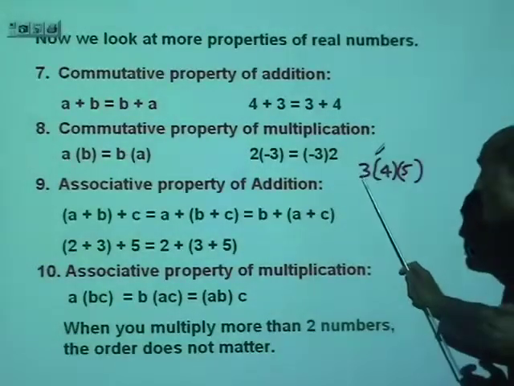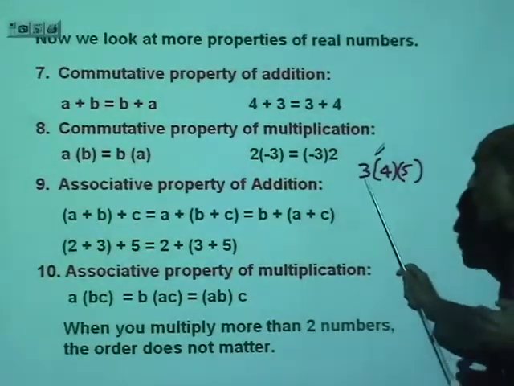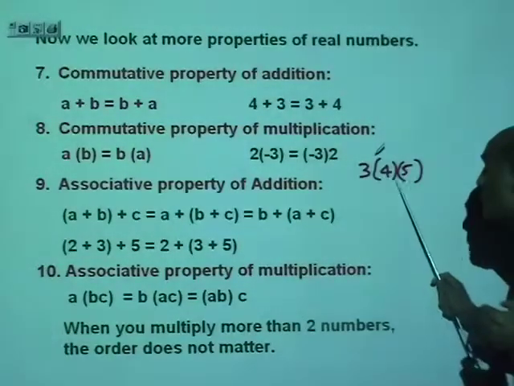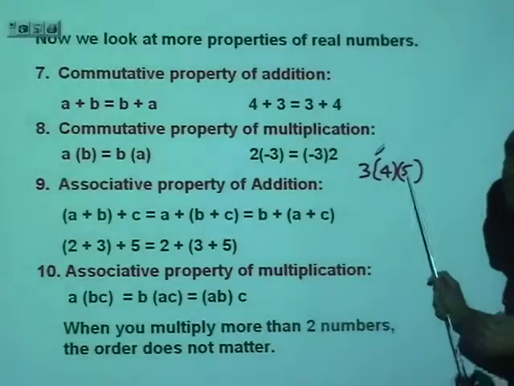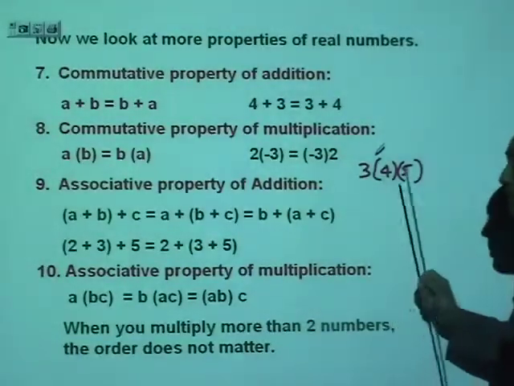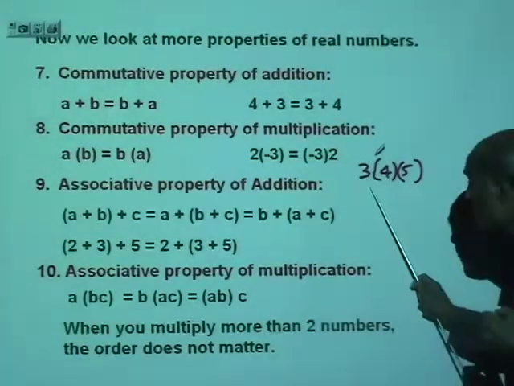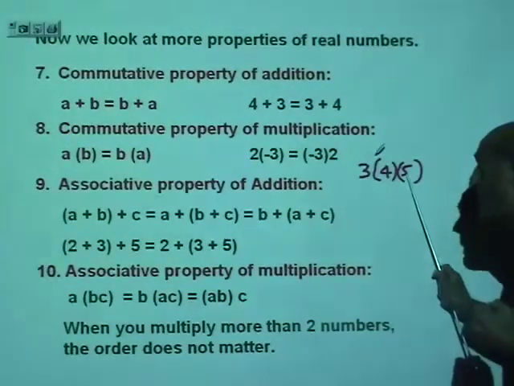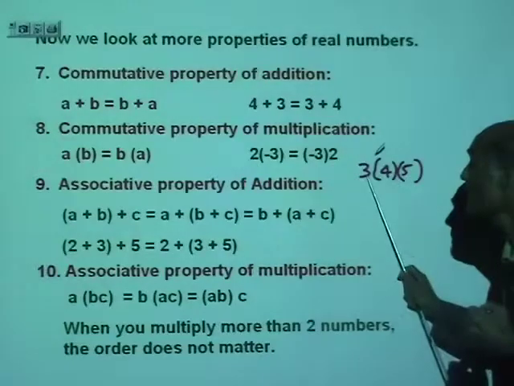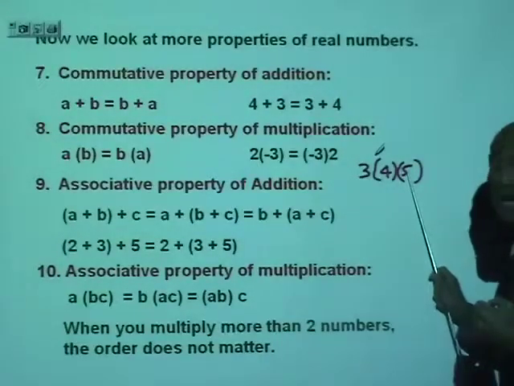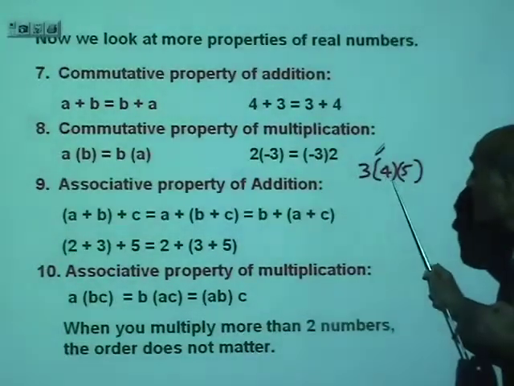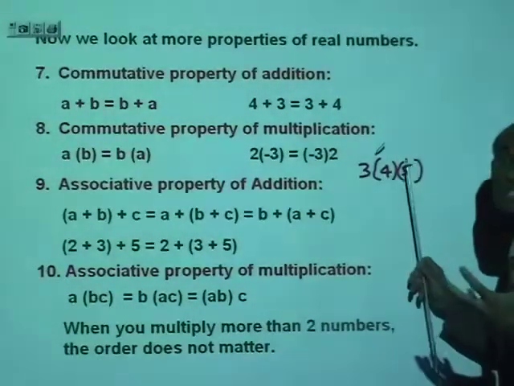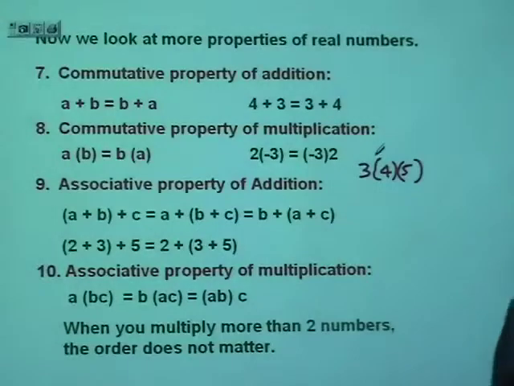Alright, you can multiply 3 and 4 first. 3 times 4 is 12. And then multiply that by 5. You get 60 again. Also, look at this. I can multiply 3 and 5 first. 3 times 5. What is 3 times 5? 15. And that result can now be multiplied by 4. 15 times 4 is 60. So all these are the same.